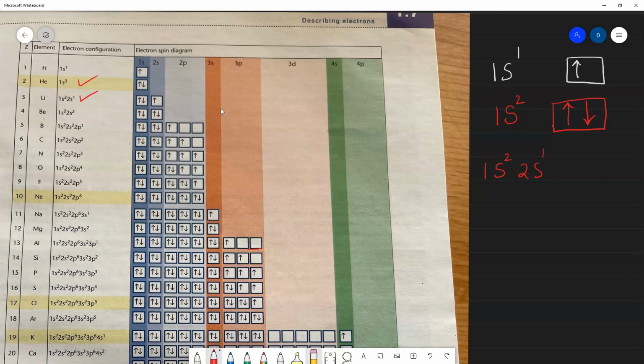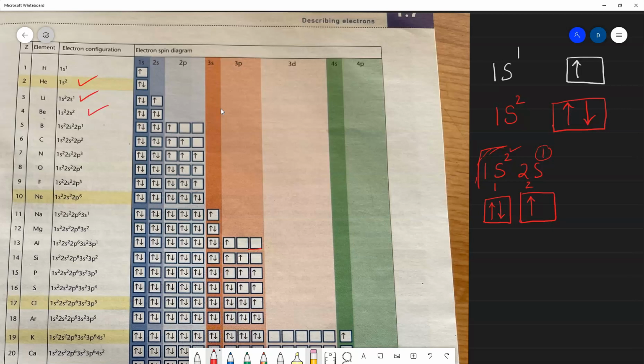So how do you show this? Now you know that lithium is 1s2, 2s1. So this is the s orbital of shell 1, and this is the 1s orbital of shell 2. Now shell 1 is complete, so you show there 2 electrons, 1 up and 1 down. Whereas in shell 2 there is only 1 electron in the s orbital, so show that as 1 arrow.